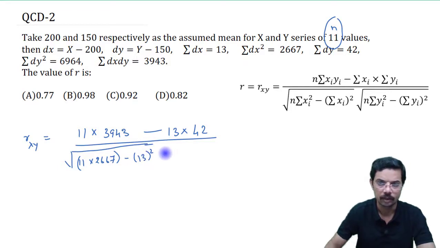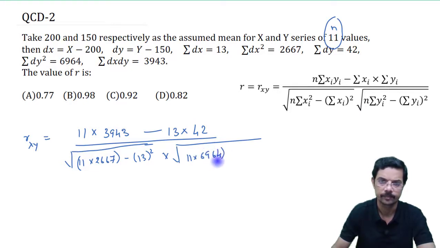Same way, into the square root of 11 into sigma yi square. That is sigma dy square, that is 6964, so 11 into 6964 minus sigma dy whole square. Where is sigma dy? Sigma dy is 42, so 42 square.